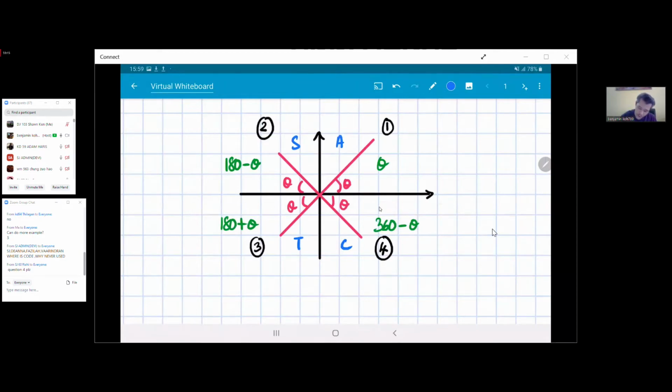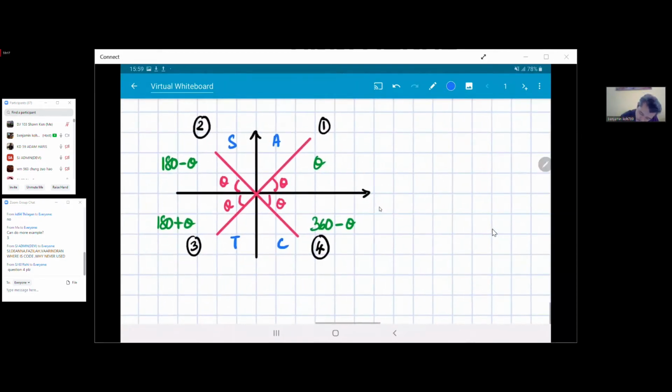So again, if you cannot understand, we have sine, we have cos, we have tangent. You have to understand that sine is positive in number 1 and number 2, tapi negative in number 3 and number 4. That's for sine.